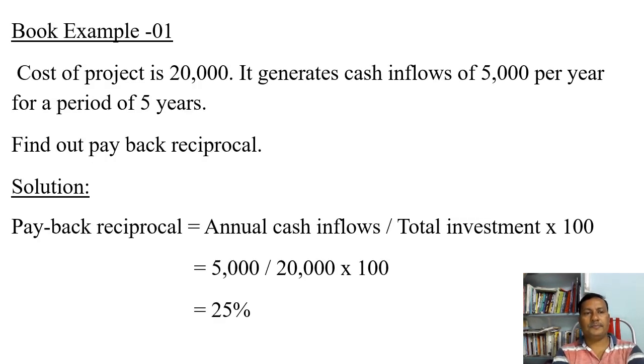Here is an example. Cost of the project is 20,000. It generates cash inflows of rupees 5,000 per year for a period of 5 years. Find out the payback reciprocal. The formula is very simple. Payback reciprocal means the annual cash inflow divided by total investment into 100. So 5,000 is the annual cash inflow, divided by total investment of 20,000, into 100. It comes to 25%.